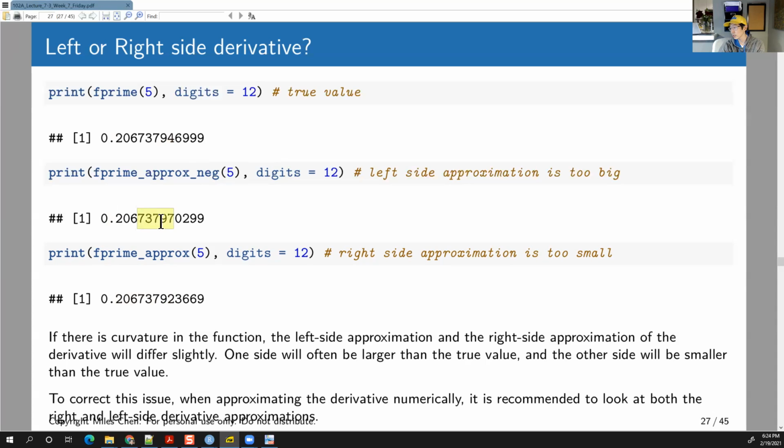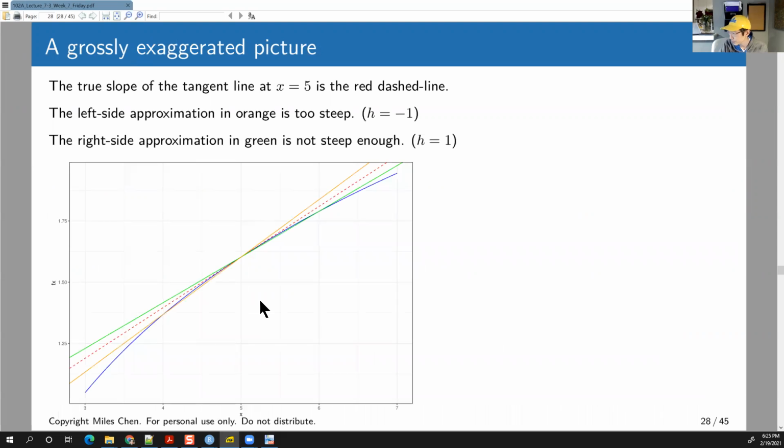So the left-hand side is a little tiny bit too big. The right-hand side is a tiny bit too small. And that's because there's a little bit of curvature in the function. And whenever you have curvature, the left-hand side or right-hand side will differ slightly. One is going to be a little bit too big, the other one's going to be a little bit too small. And so what we can do is take a look at both the left and the right-hand side and take some value in between. So this is an exaggerated picture.